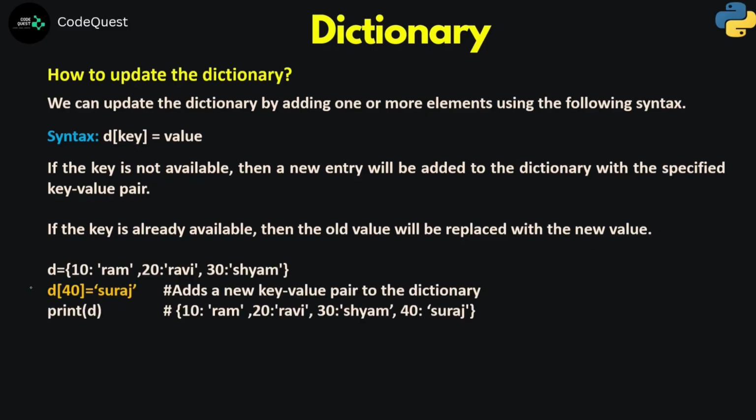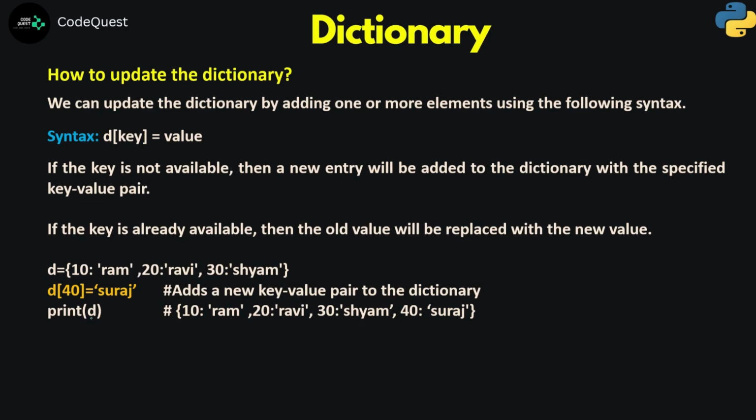Let's see now. Say this is a dictionary we already have with 3 items. Now I'm trying to write D of 40 equal to Suraj. So it will first search whether this key is already available, because you can see 10, 20, 30 are the 3 keys we have. So as 40 is not present in this particular dictionary, this 40 as key and Suraj as corresponding value will be taken as a key value pair and automatically added to this dictionary.